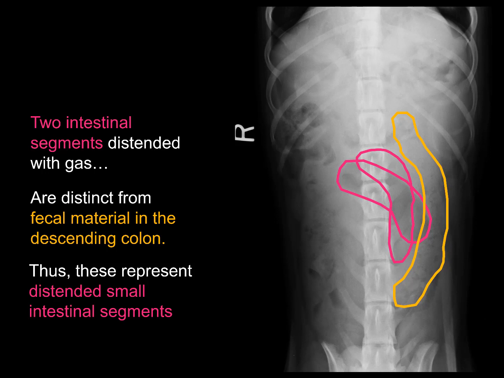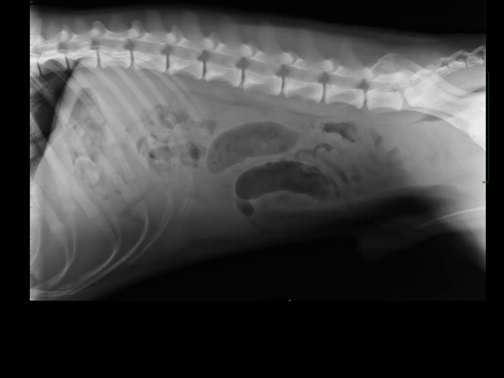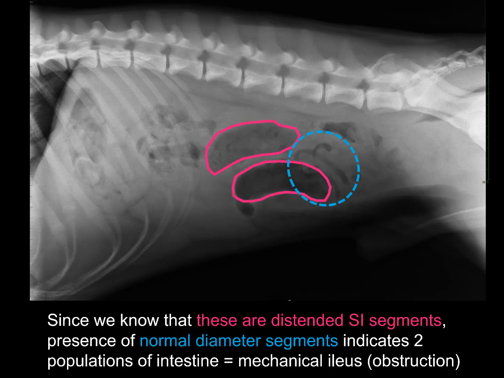So if that yellow outlined one is descending colon, then those two pink ones can't be large intestine. Thus, they're small intestine. We're going to find out later those are too big, and so I'm going to be concerned about an obstruction on this guy. And then going back again to the lateral view, I do see not only the large distended small intestinal segments, but there are some normal ones too. And so again, as we'll talk about later, this indicates that there are two populations of small intestine, and that's pretty much a slam dunk for an obstruction at this point.